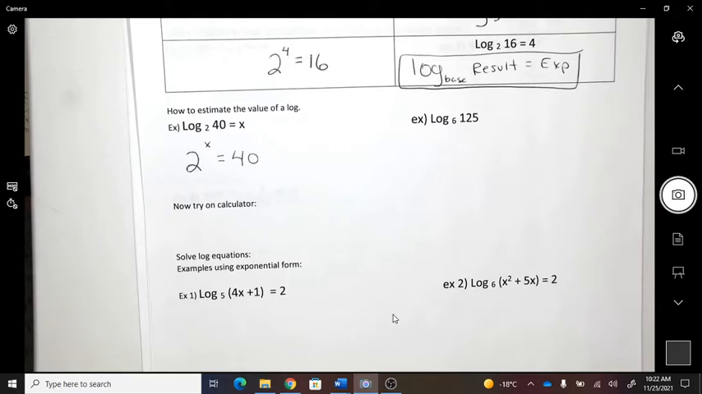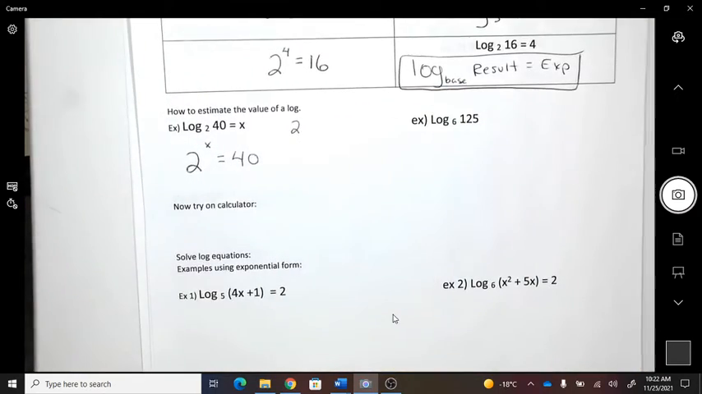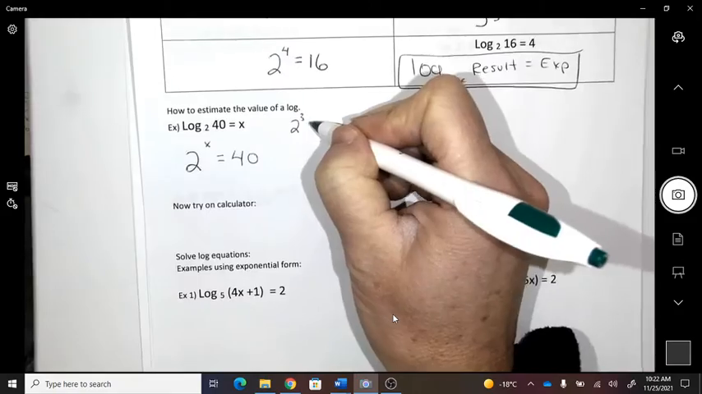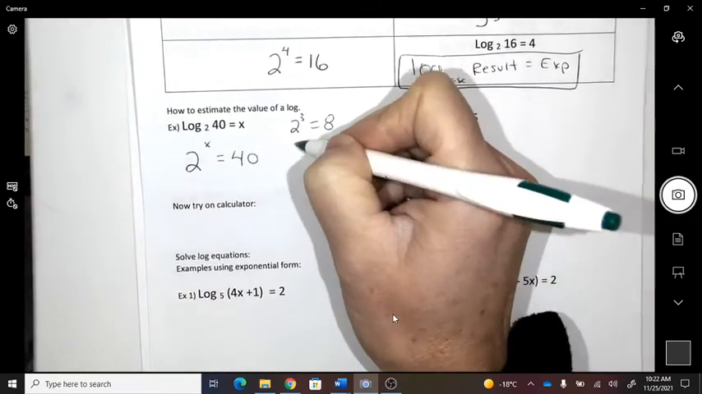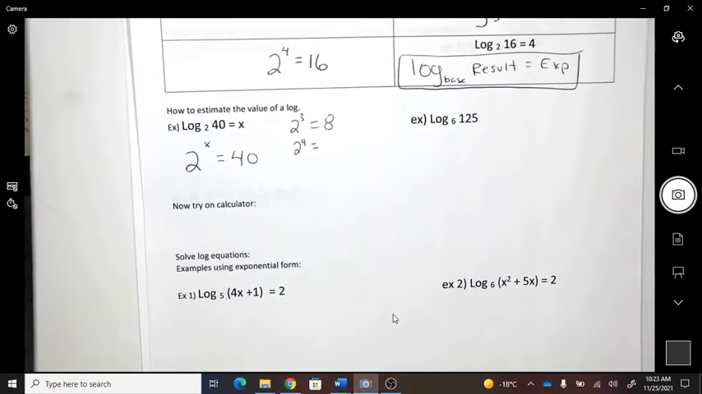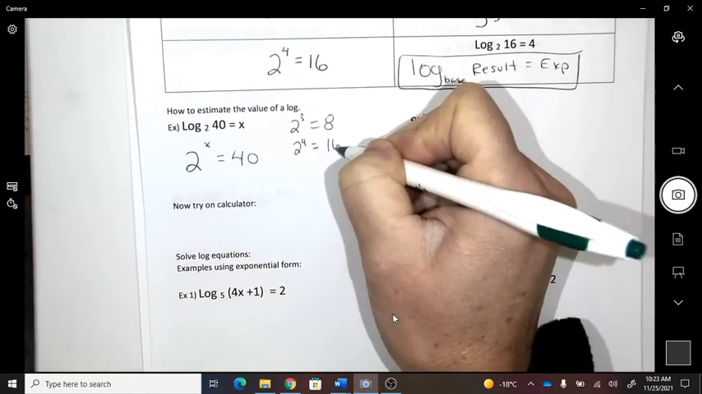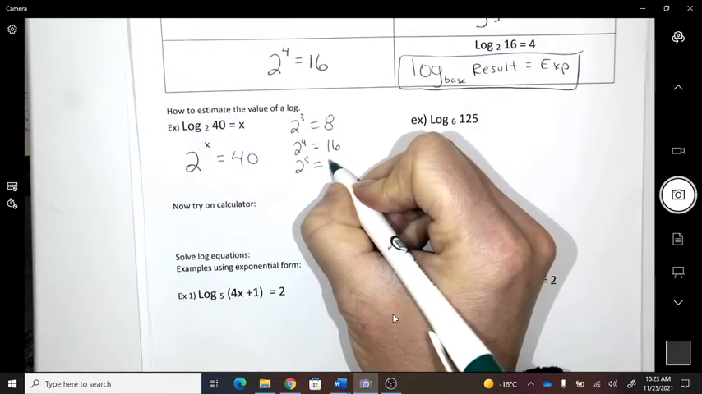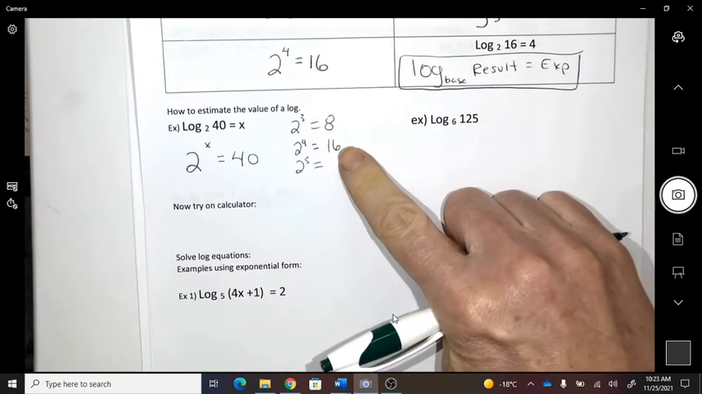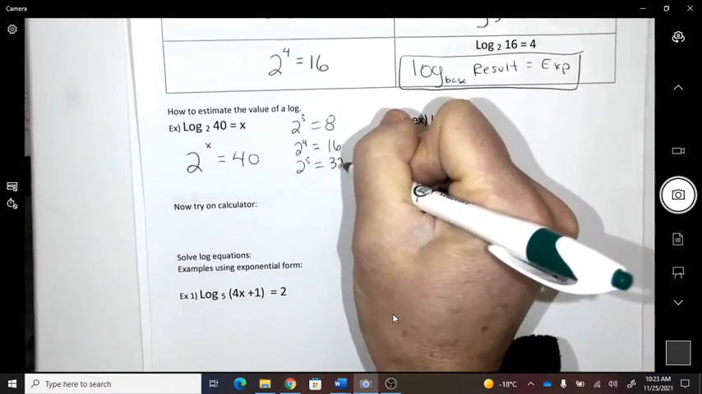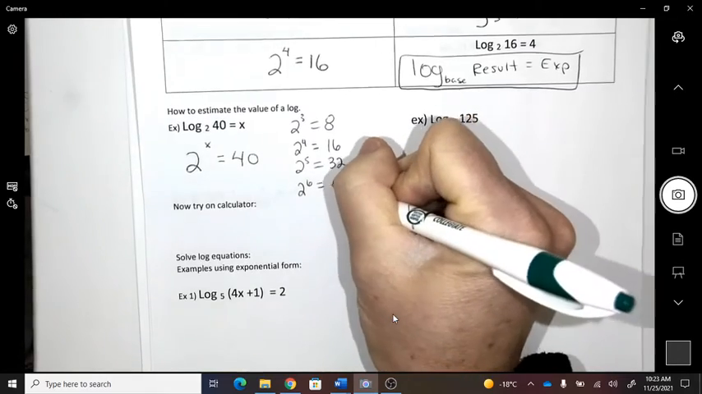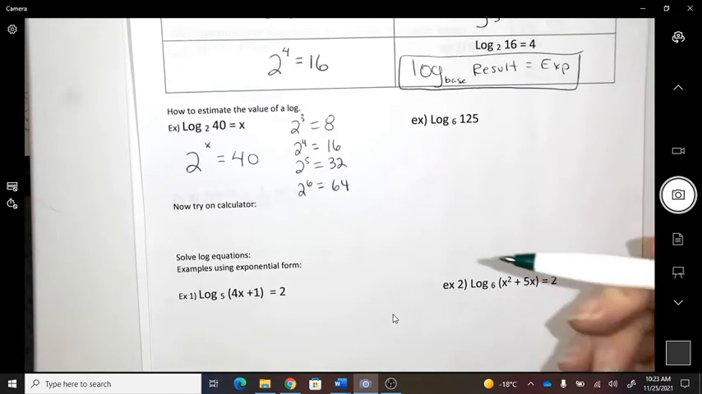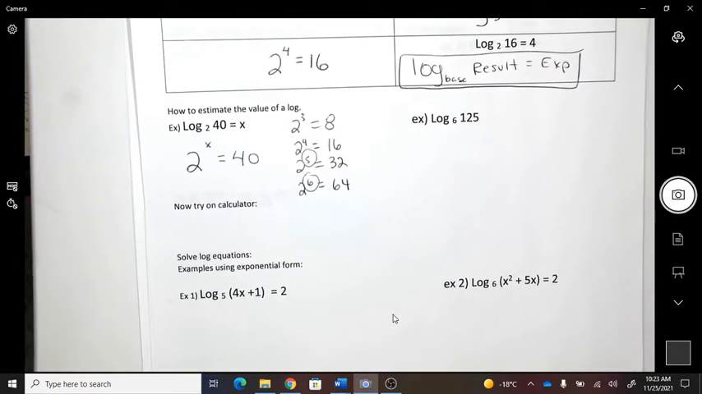Okay, do you know anything about 2 to something? Can you give me an example of 2 to a what? Do you know what 2 cubed is, for example? 8. Okay, well that's not really close to 40. Do you know what 2 to the 4th would be? 16. Okay, that's not close to 40 yet. What's 2 to the 5th? 32. What's 2 to the 6th? 64. Okay, so what do I know about x? What is it between? It's between 5 and 6.